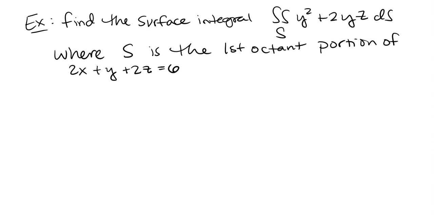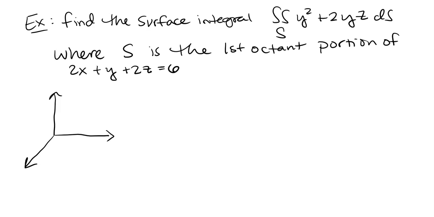Let's try an example where we'd look for the surface integral of y squared plus 2yz dS, where S, the surface, is the first octant portion of 2x plus y plus 2z equals 6. So we can see that that is the equation of a plane. Let's try and sketch a little graph of that plane so that we can see it.